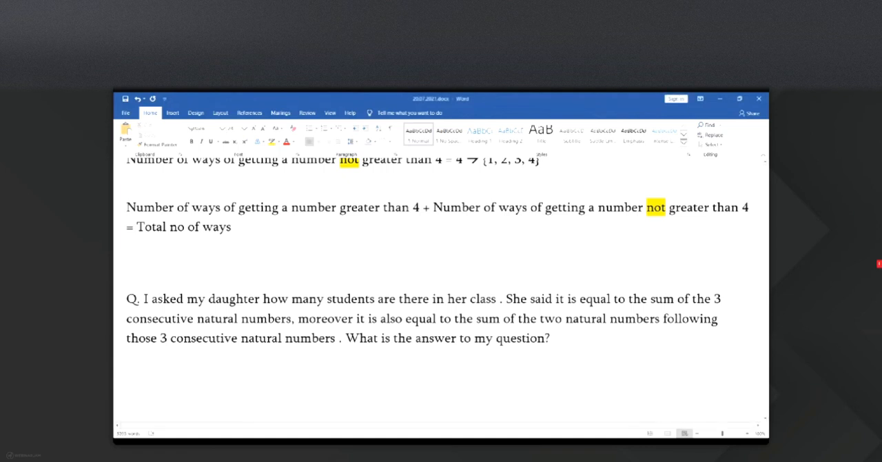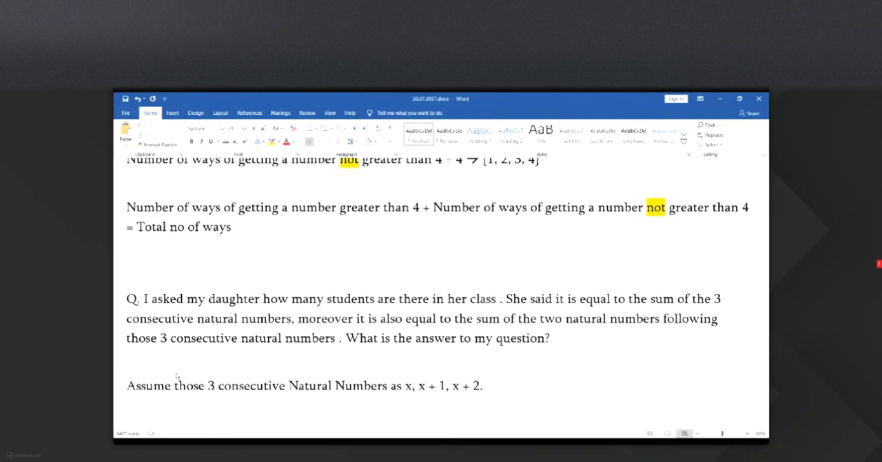So for this question, the answer I think is 15, because I asked my daughter how many students are there in her class. She said it is equal to the sum of three consecutive natural numbers. Now, how can you express those three consecutive natural numbers? Assume them as x, x plus 1, x plus 2. Moreover, it is equal to the sum of two natural numbers following those three consecutive natural numbers. What is the answer to my question?